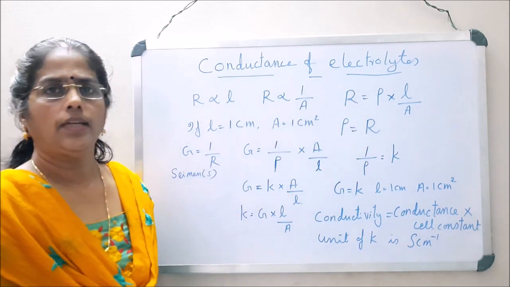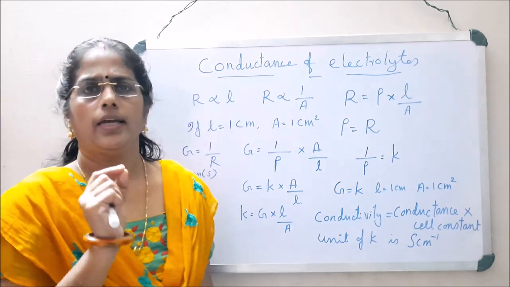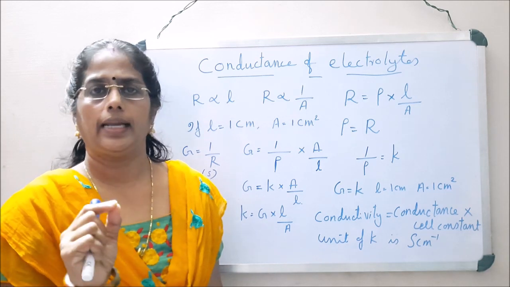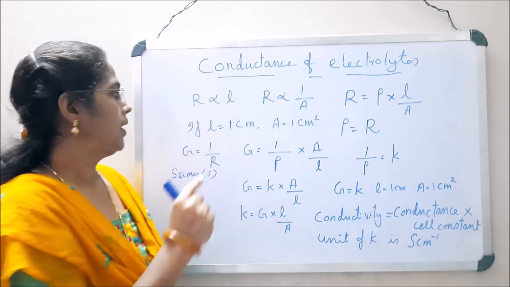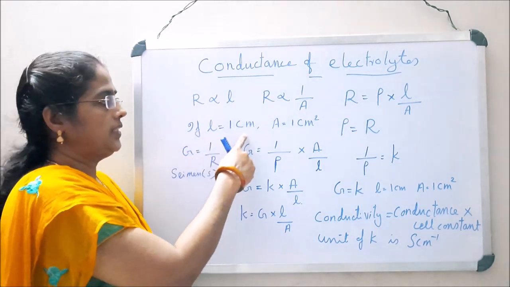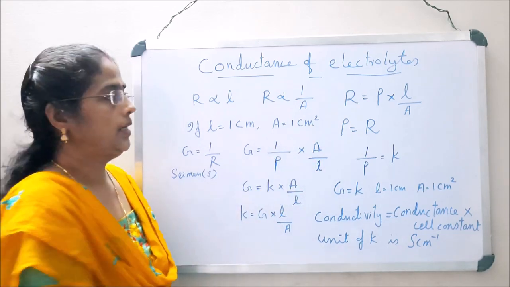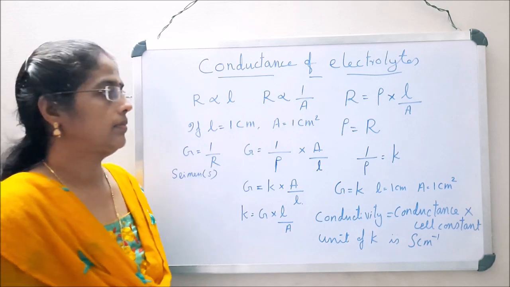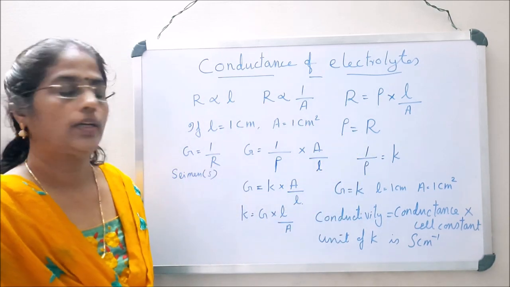This resistivity, rho, can be defined as the resistance offered by a conductor of unit length and unit area of cross section. That means if L is equal to 1 centimeter and A is equal to 1 centimeter square, then rho becomes equal to R. That is, resistivity becomes equal to resistance of the conductor.